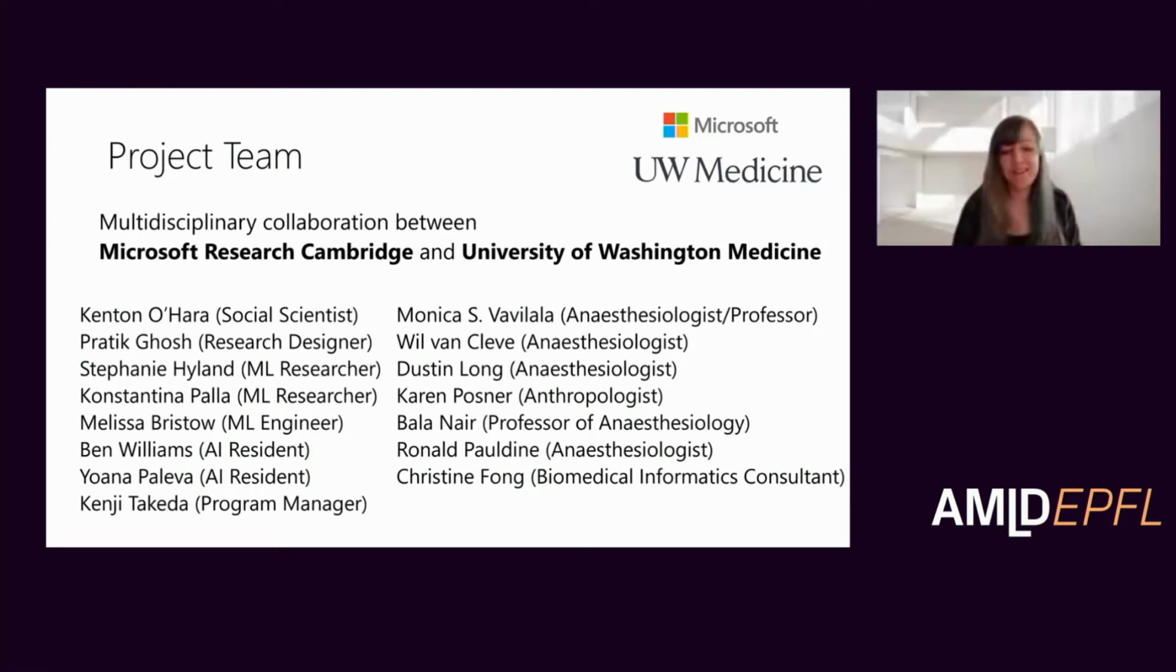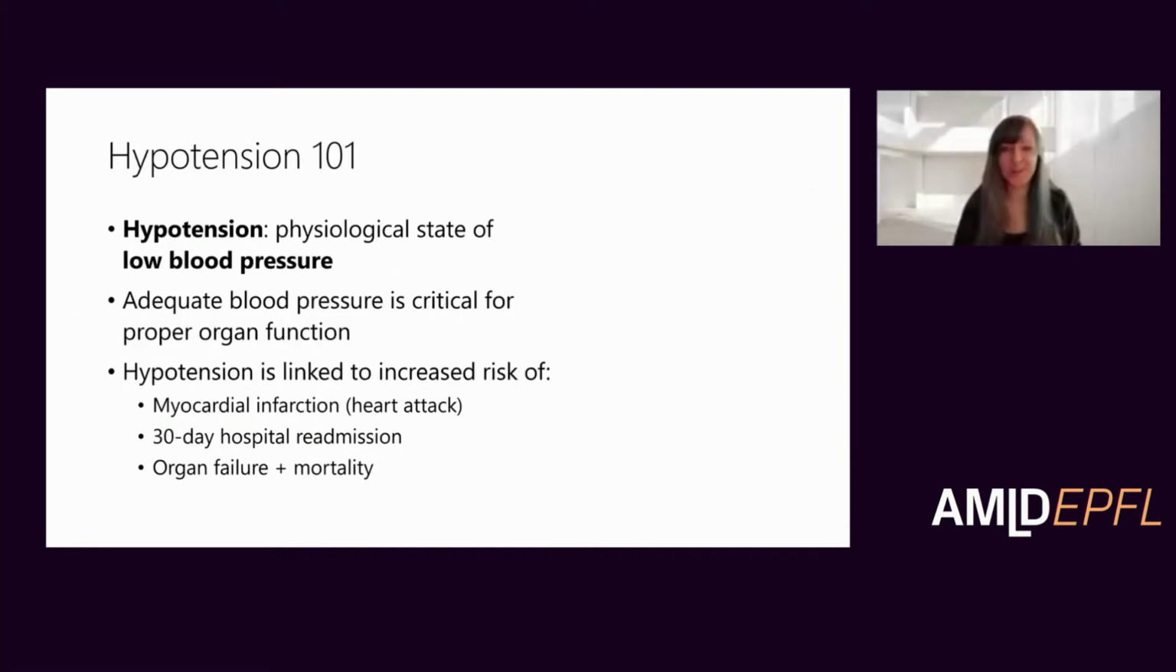Okay, so we're talking about hypertension. So what exactly is hypertension? So hypertension is the physiological state of having low blood pressure. It's not a disease per se, although it can be caused by diseases. It can be caused by multiple things, and there are also multiple different treatments for it.